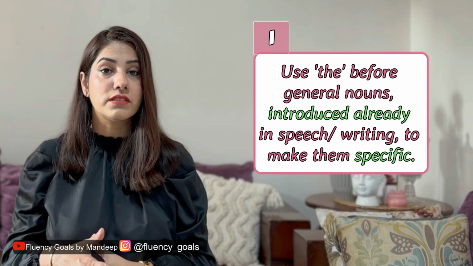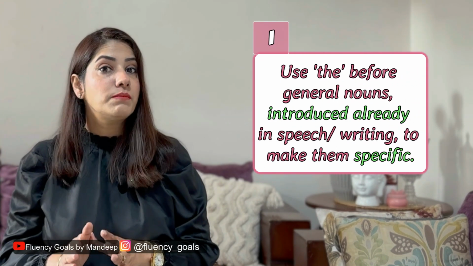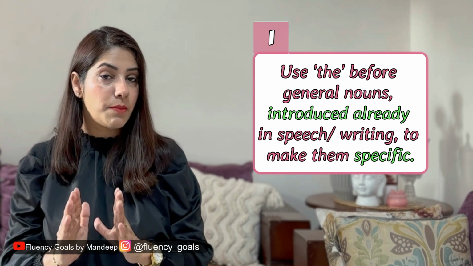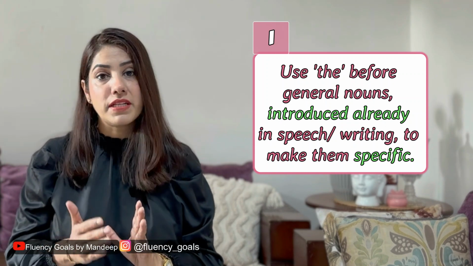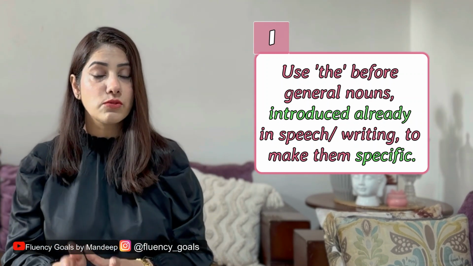Now let's learn the rules of using article the. When we mention a noun for the first time, we use a and an to introduce that noun. But when we mention it again in our conversation or in our writing, then it becomes specific because we know about which noun we are talking about. That noun becomes specific when it's mentioned again in your speech or writing. So there we use article the before those nouns that have been introduced already. So we use the article to be specific.